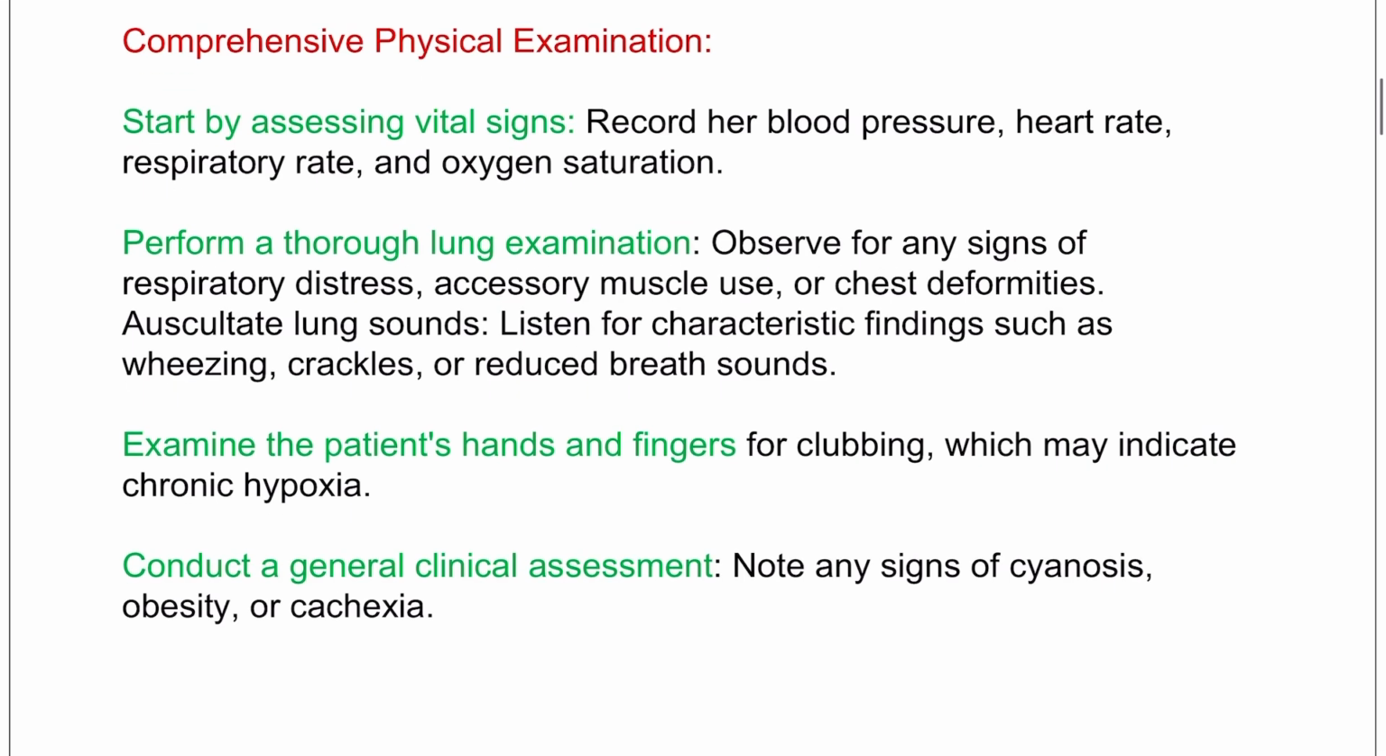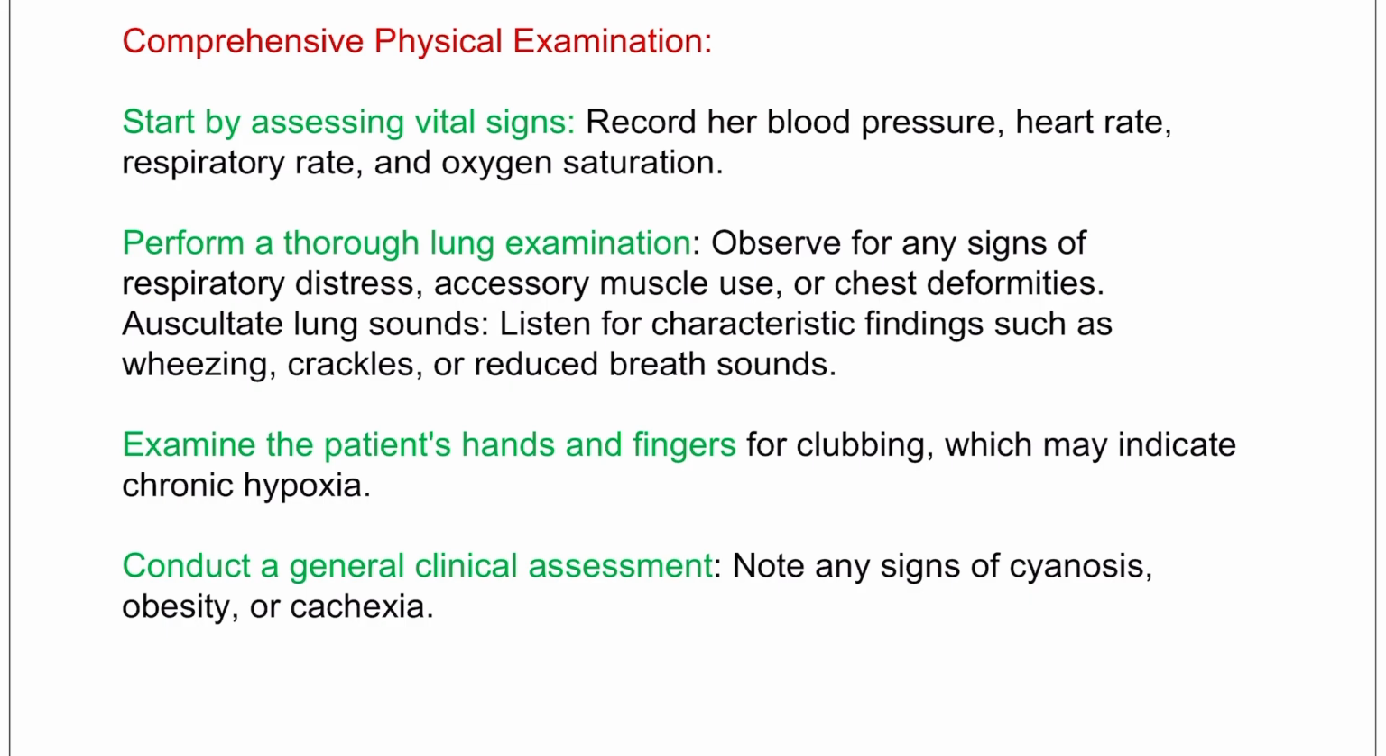Then you're going to proceed further and do the lung examination, following the same pattern. We're going to do inspection first, then palpation, percussion, and auscultation. First of all, inspection: observe for any signs of respiratory distress, any accessory muscle use, or any chest deformities. Then we're going to percuss on both sides, check for chest expansion, then auscultate the lung sounds for characteristic findings, like any wheezing, crackles, or any reduced breath sounds.